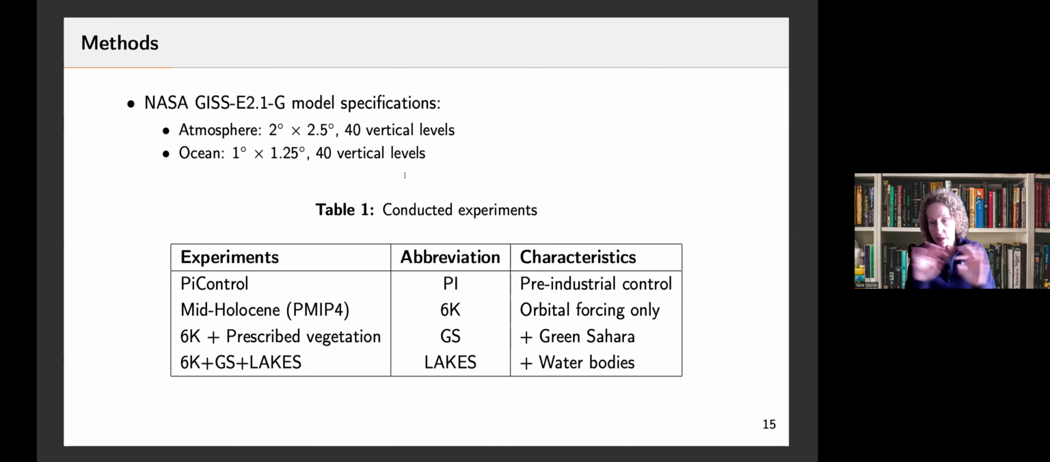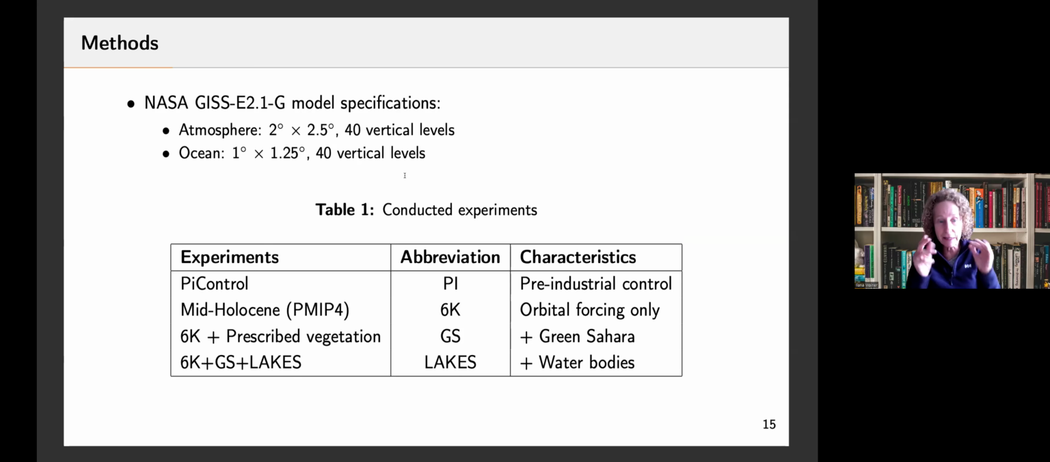And so that was what we called our Green Sahara. There are also other experiments associated with this, not only prescribed vegetation, but also dust. Dust seems to change the hydrological cycle in a more realistic way than orbital forcing only. And finally, what's new here is when we added the mega lakes.